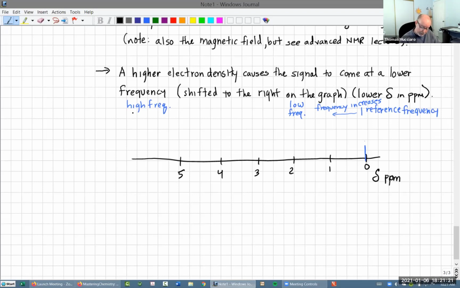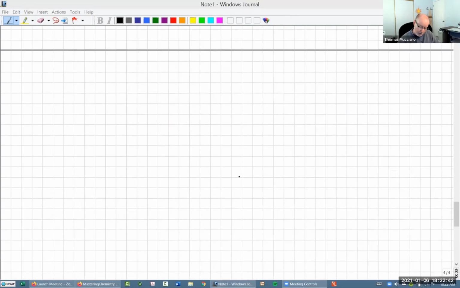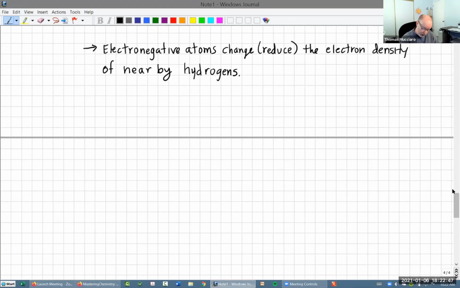It turns out that high electron density causes lower frequency, which means on the right, this is high electron density, and then this is low electron density, up to about 5. After 5, we're going to see there's another thing going on with the magnetic field. Electron density changes when we put in different electronegativity atoms. So let me show you an example here.